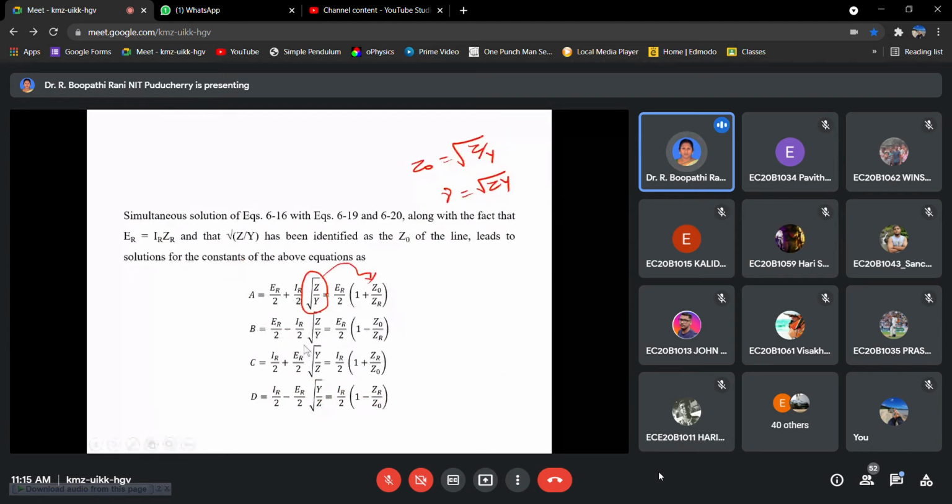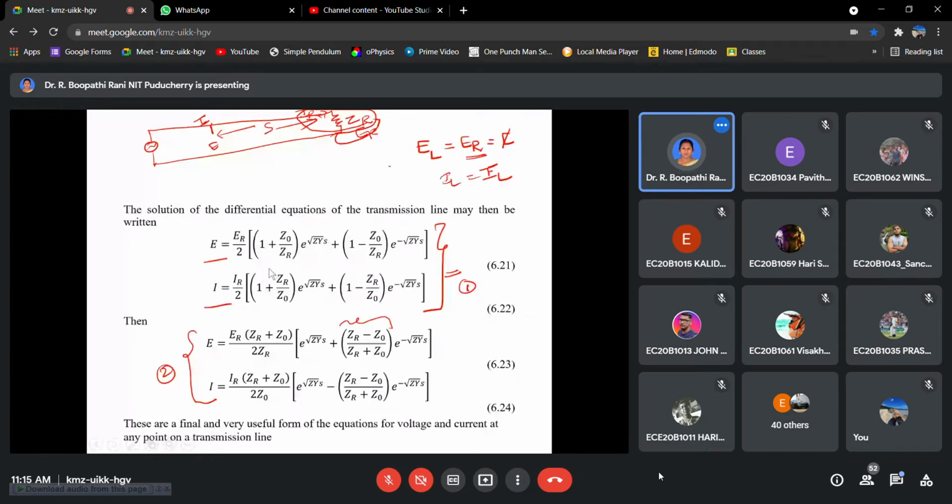If we substitute in the E and I equations, we get the general solution of a transmission line in this form. The solution can be written in many different ways, and this is one form, and it can be regrouped and written in this form also. Similarly, it will take the other forms. There are 4 or 5 different ways we can write the solution of a transmission line by regrouping it. Is it clear to you up to this?